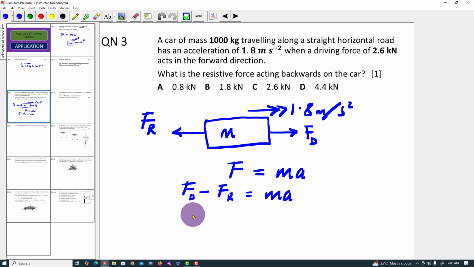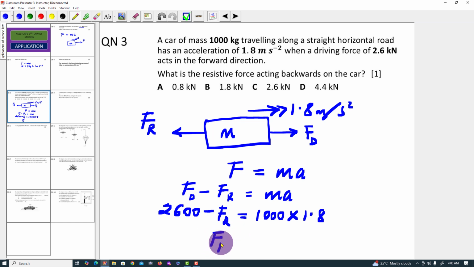By substituting here, we are told that this one is 2,600 newtons minus the resistance force, which is going to be equal to 1,000, because that is the mass of the car, times 1.8. After we have rearranged everything, Fr becomes equal to 800 newtons. And this is 0.8 kilonewtons.